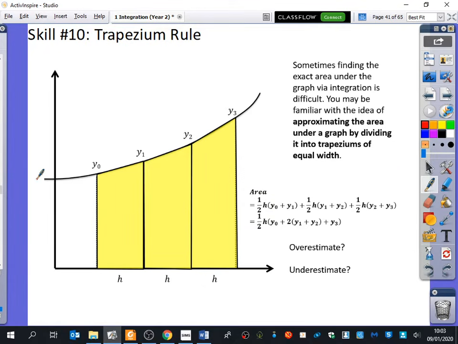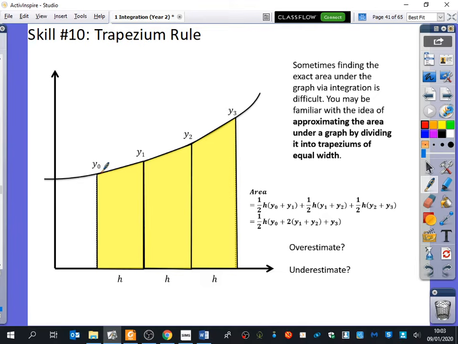So it says sometimes finding the exact area under the graph via integration is difficult. Sometimes it's difficult to do because you can make up some functions that none of those techniques that we've done would work. None of them would work. So you may be familiar with the idea of approximating the area under a graph by dividing it into trapeziums of equal width.